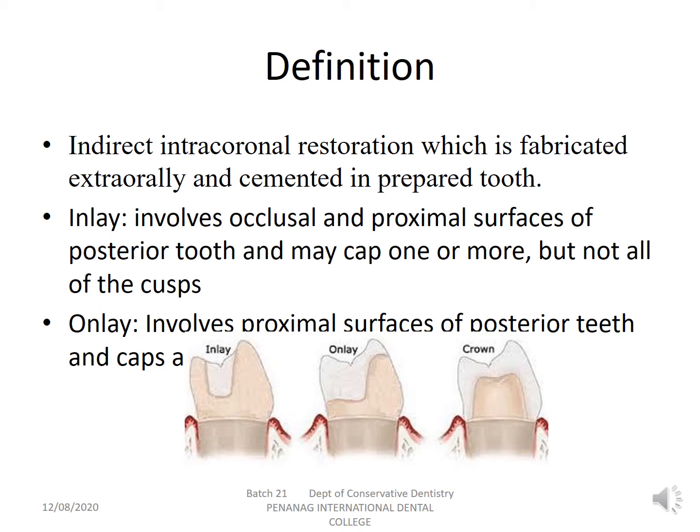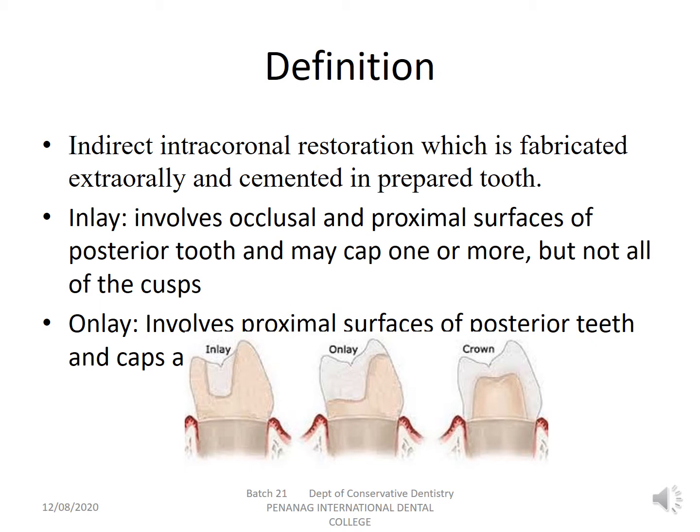So the cast metal restorations can be an inlay or an onlay. If you look at the definition of an inlay, an inlay is a restoration which involves the occlusal and proximal surfaces of the posterior teeth and may cap one or more cusps. Okay, if you look at the definition, it says may cap, so it may or may not cap cusps. Okay, but not all cusps. Whereas an onlay involves the proximal surfaces of the posterior teeth and caps all cusps.